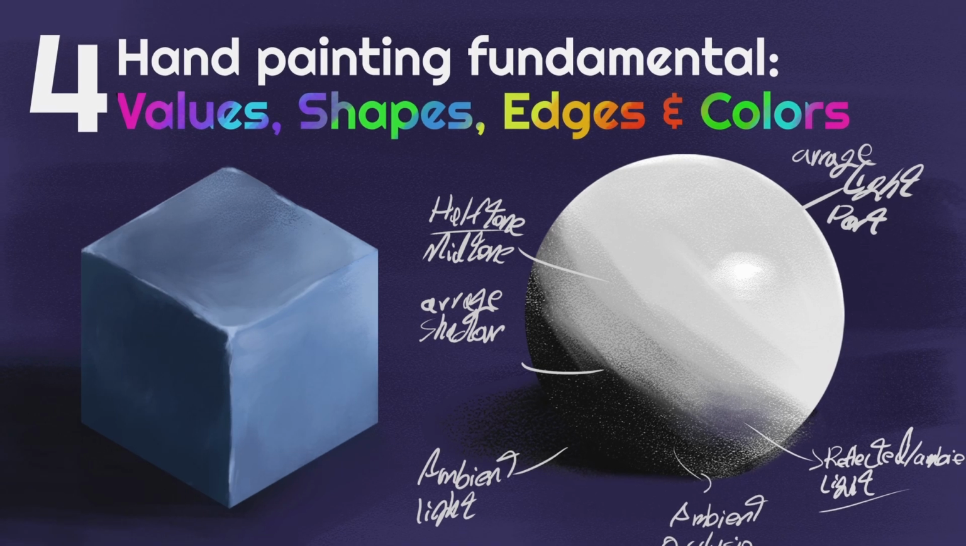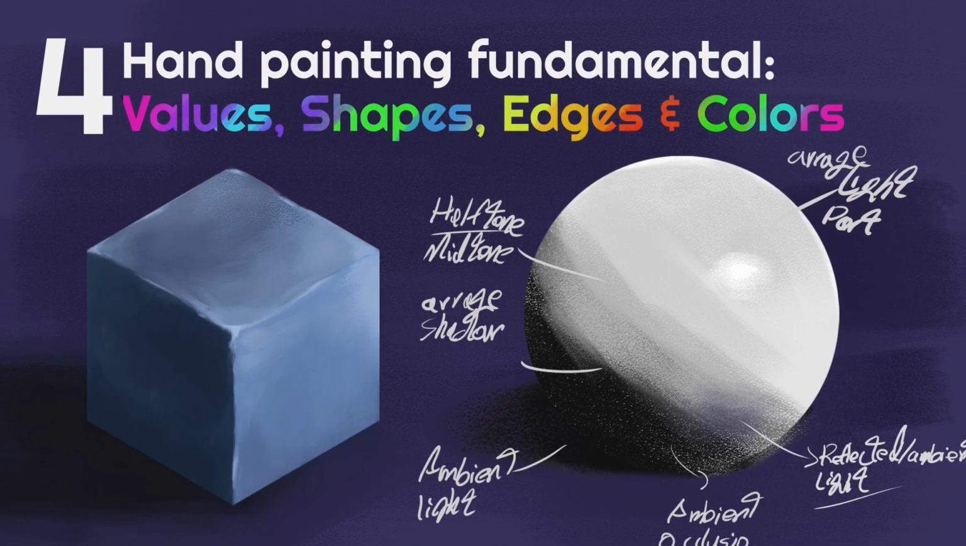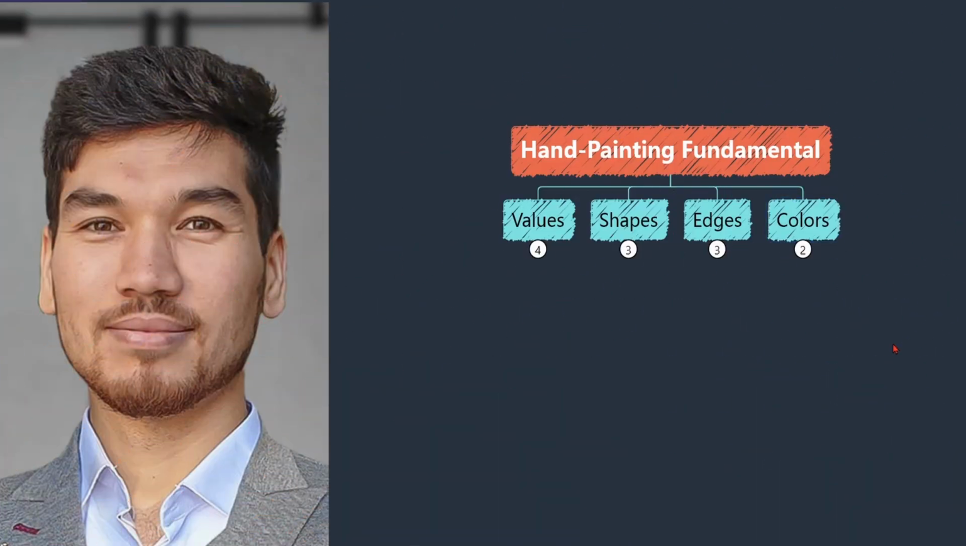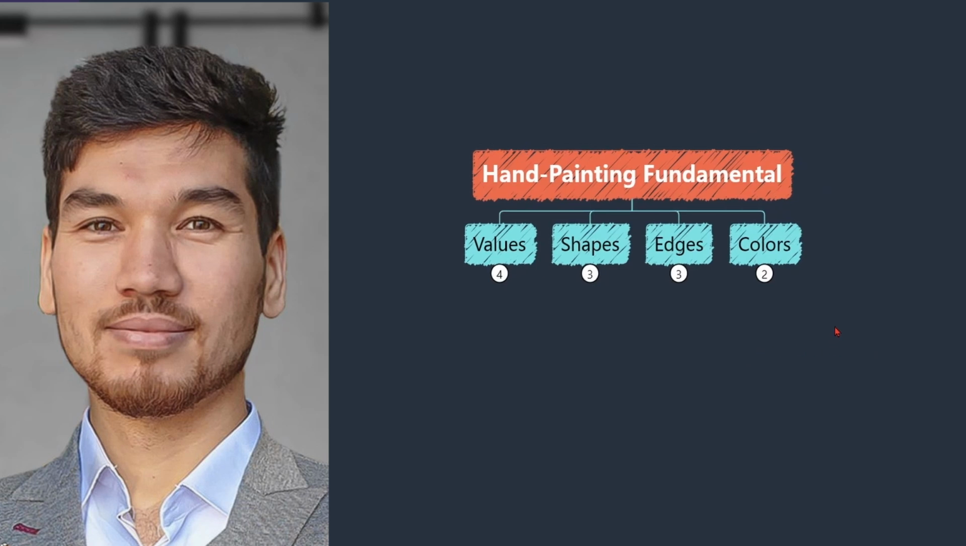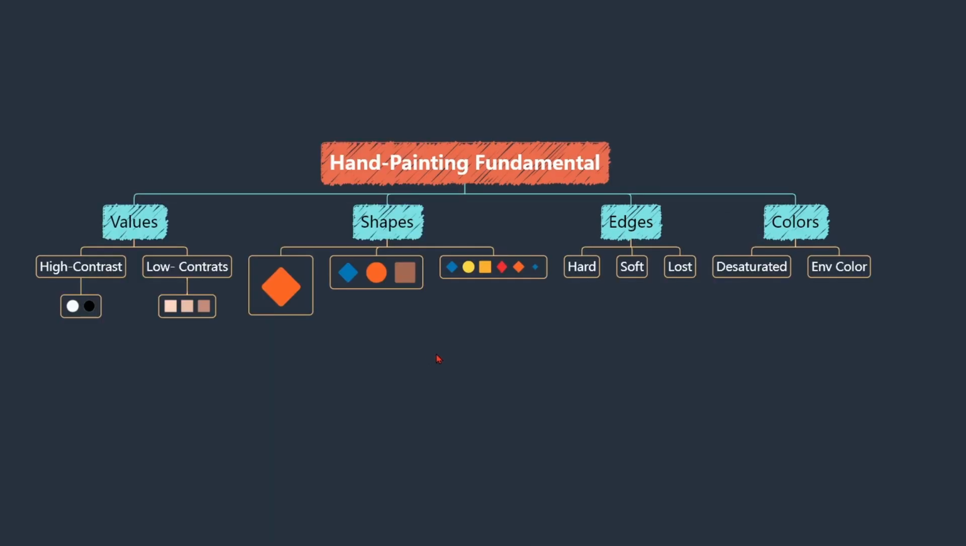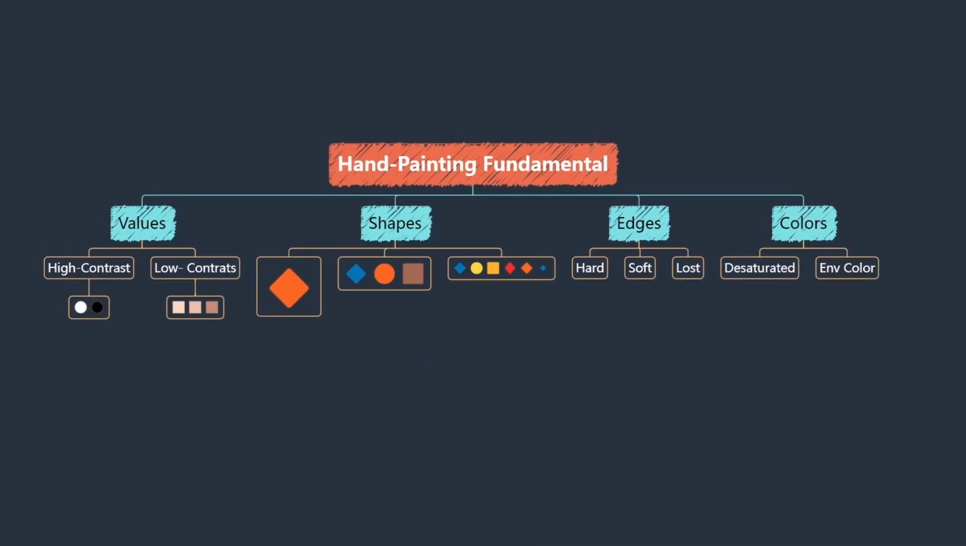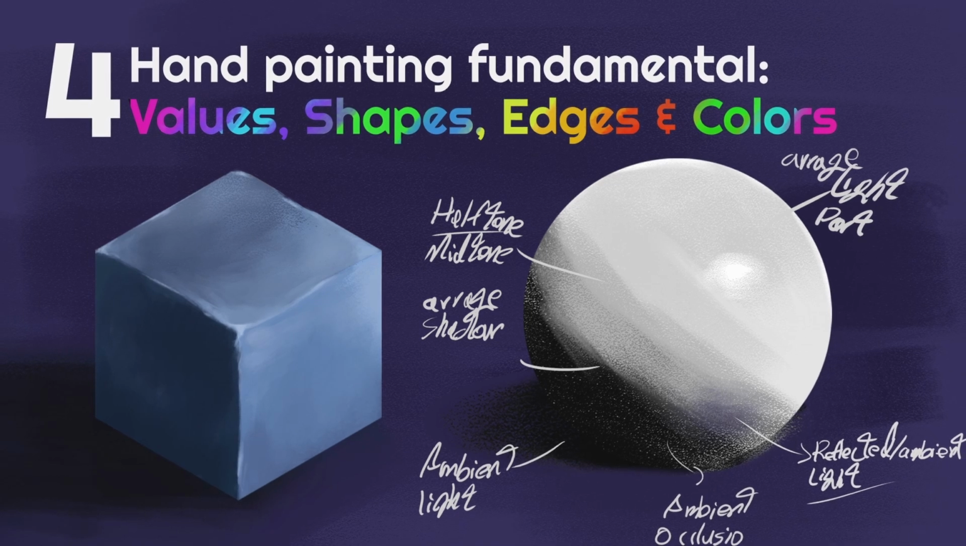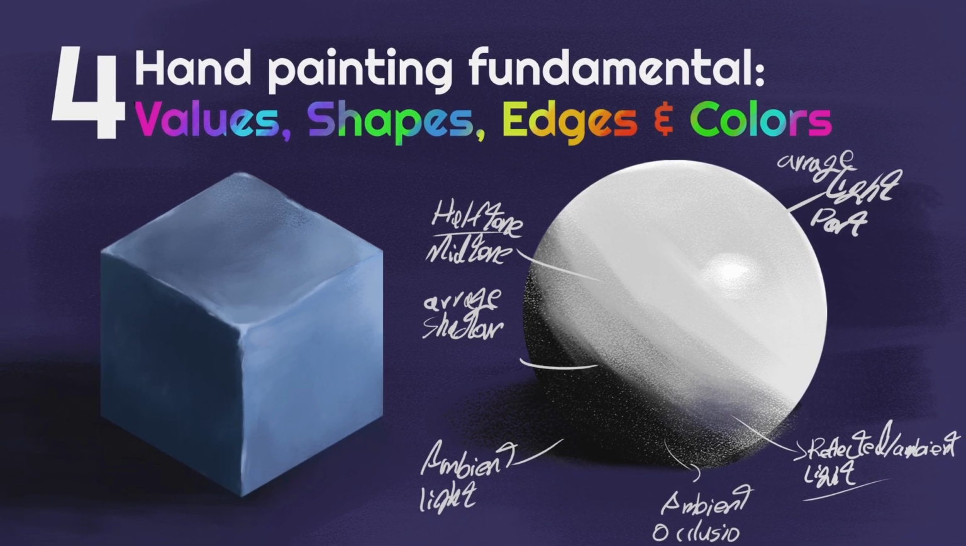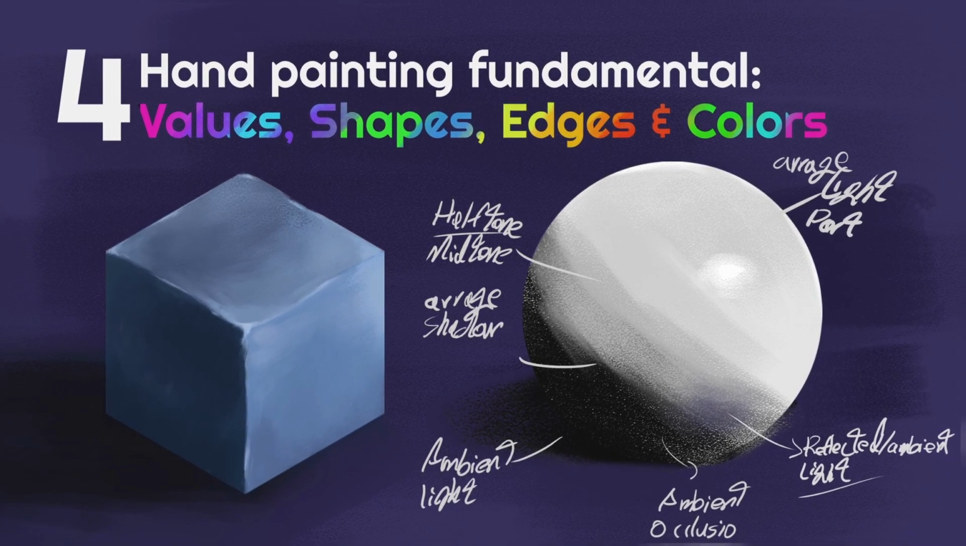This tutorial covers the 4 fundamental aspects of hand painting: values, shapes, edges, and colors. If you understand these 4 principles, the rest of the process will become much easier for you. To make the learning process clear and practical, we will demonstrate each step using a sphere and a cube, allowing you to understand how these principles apply to different forms.